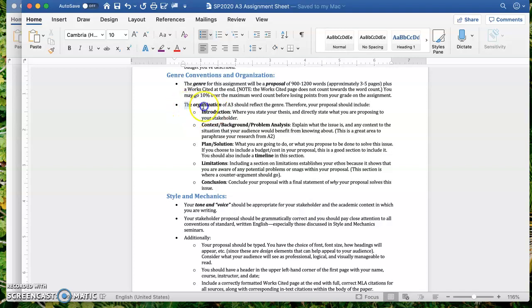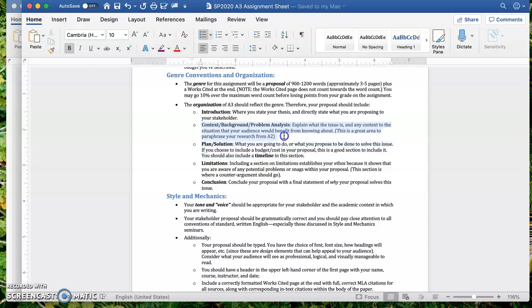So these are the things I'm requiring you to have in your A3. The first thing I need you to have is an introduction where your thesis is directly stated. We know right away who your stakeholder is and what you're proposing, right?